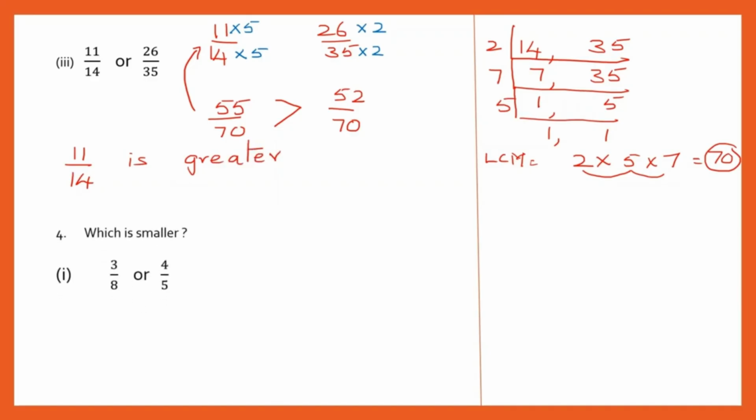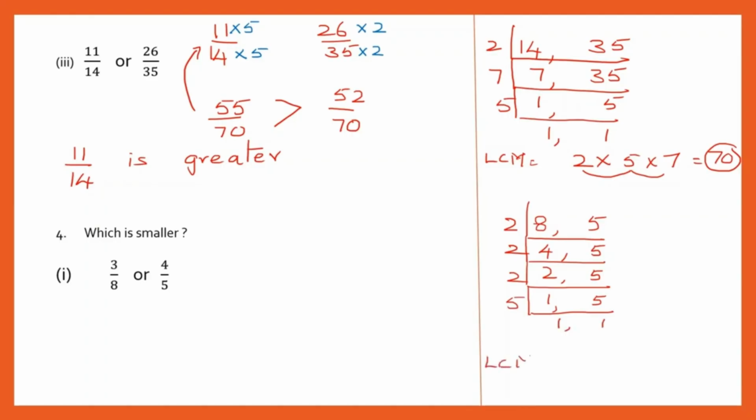This time we're going to see which is smaller. We follow the same method, finding the LCM of the denominators 8 and 5. 2 4s are 8. I bring down 5. 2 2s are 4. Bring down 5. 2 1s are 2. I bring down 5. 5.